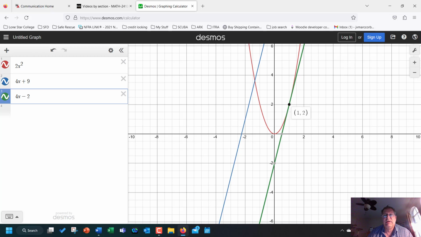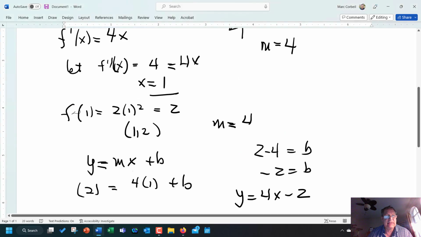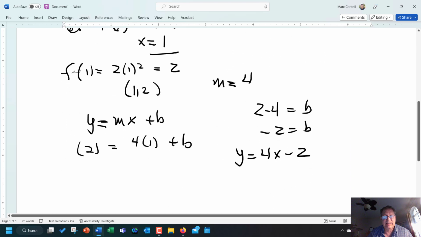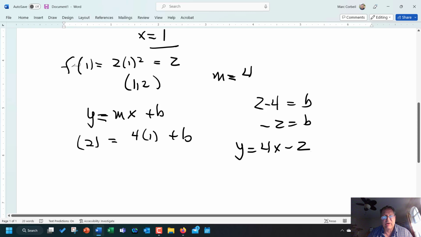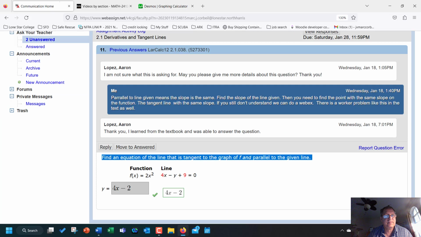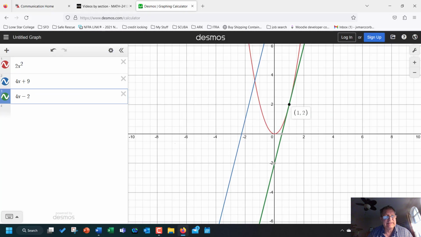So we found the point at which this occurs. And that was an equation of the line that is tangent to the graph of f and parallel to the given line. So that is the goal, the graph that we're looking for. So when you're looking for this kind of question, that's what you're looking for as an answer. That's the look of it. And that's what we'll plug into our function.